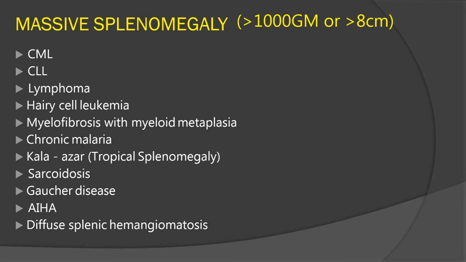Massive splenomegaly is seen in chronic myeloid leukemia, chronic lymphoid leukemia, lymphomas, hairy cell leukemia, myelofibrosis with myeloid metaplasia, chronic malaria, Kala-Azar, that is known as tropical splenomegaly, sarcoidosis, Gaucher's disease, autoimmune hemolytic anemia, and diffuse splenic hemangiomatosis. These are the conditions where massive splenomegaly is seen.